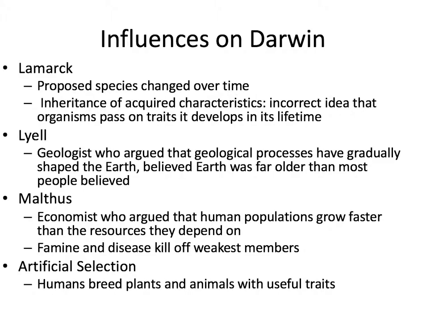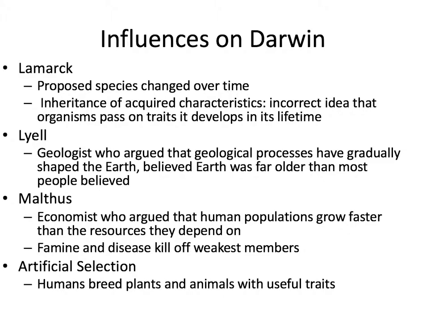He was an economist, and he argued that human populations grow faster than the resources that they depend on, right? So they grow faster than the food that is needed to feed them and the space that is needed to hold them. And famine and disease always kill off the weakest members of populations. The last one is not a person, it's an idea. It's the idea of artificial selection, which was known at Darwin's time.